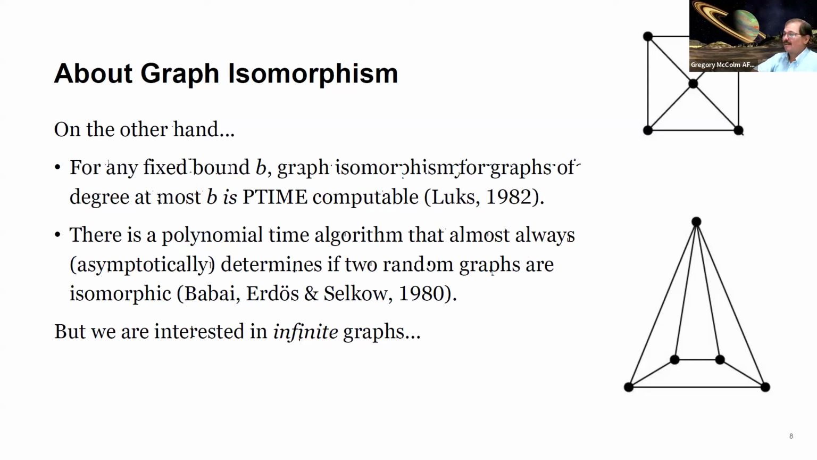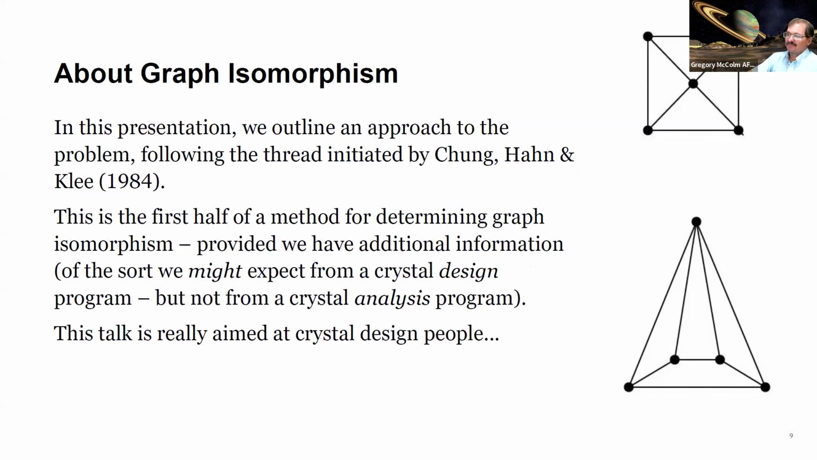So if you don't want things to be a very high valency, you don't want to use this particular algorithm, but it is a sign that there are algorithms out there that won't tell you for sure whether or not 2 graphs are isomorphic, but will give you an answer that is probably correct. Meanwhile, we're interested in infinite graphs.